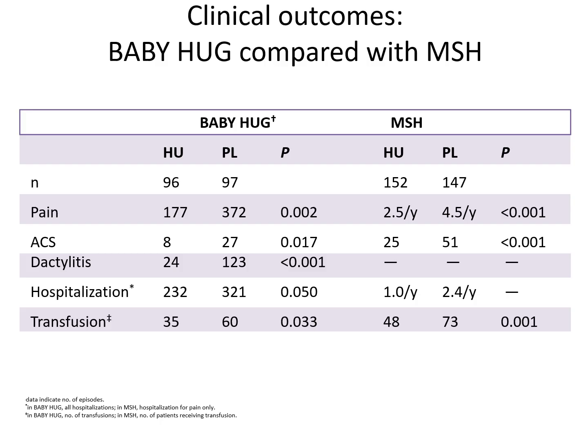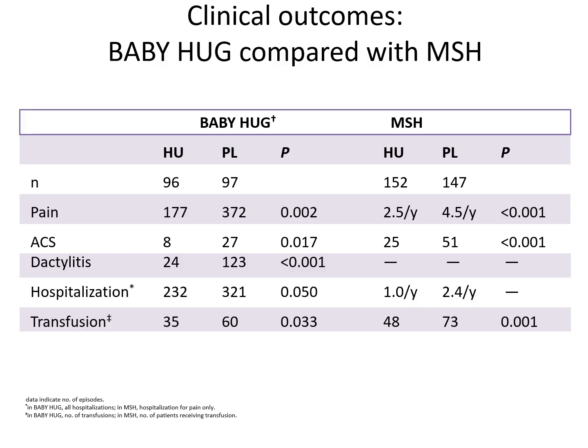The Baby Hug study was a randomized placebo-controlled trial in children 9 months to 2 years of age, hence the name Baby Hug. And when we compare it here to the multi-center study of hydroxyurea, MSH, you can see that both were placebo-controlled studies, both had a relatively large number of patients.